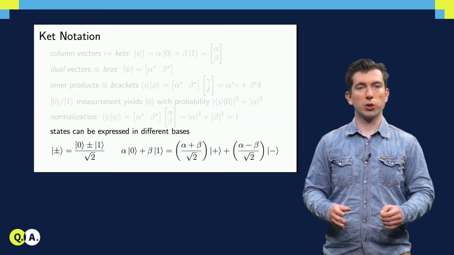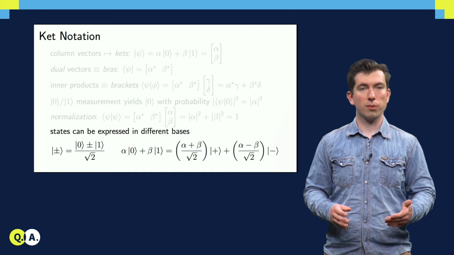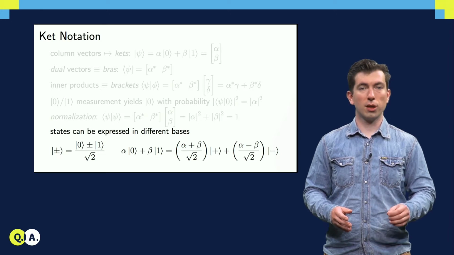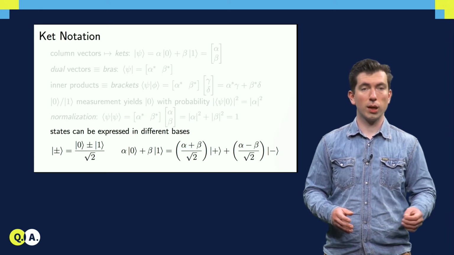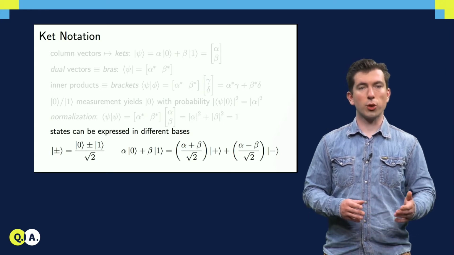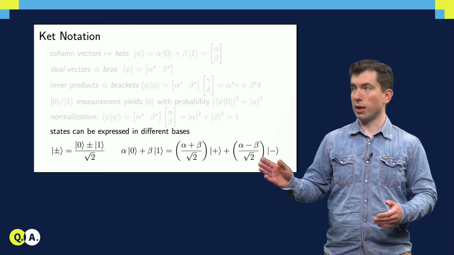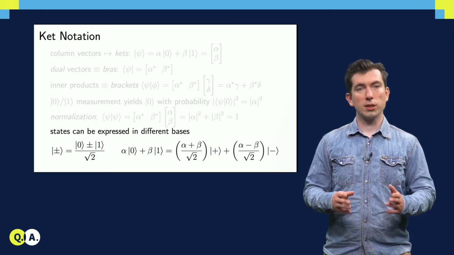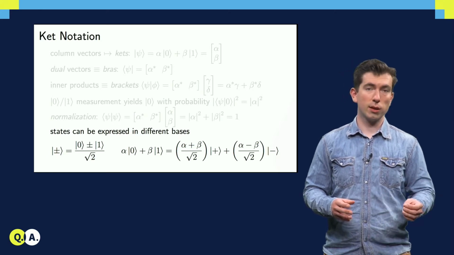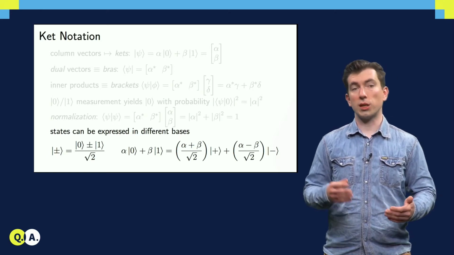We can also express qubit states in different bases. Consider the often used plus-minus basis, which consists of the normalized sum and difference of the 0 and 1 Ket vectors. Given a state expressed in the 0-1 basis, we can calculate the coefficients required to express the same state in the plus-minus basis, as I've done here. This leaves us with a small question. If any basis is just as good as any other, is there a basis that we should use as the default?